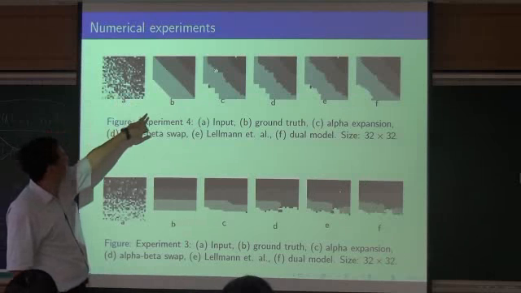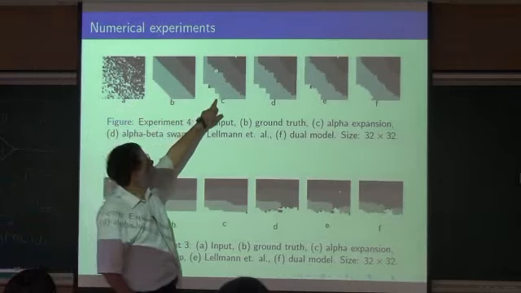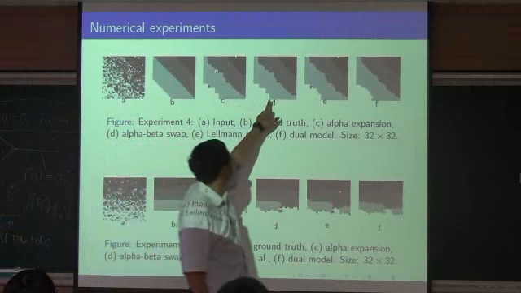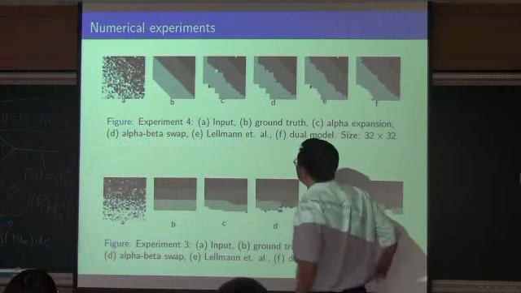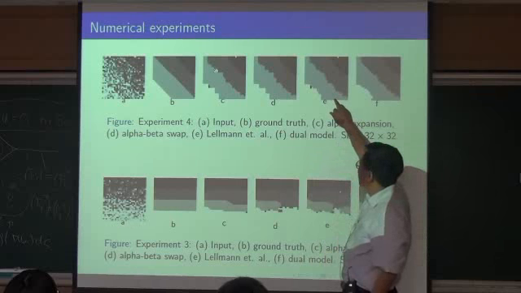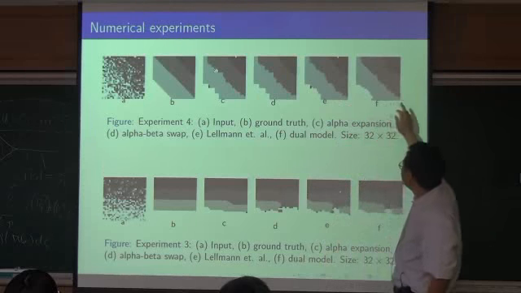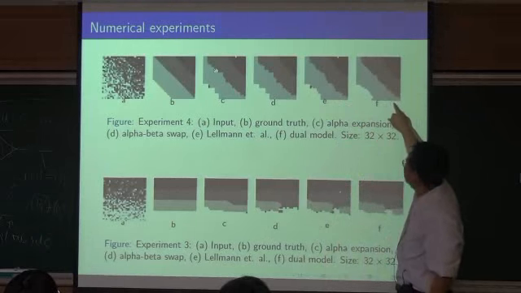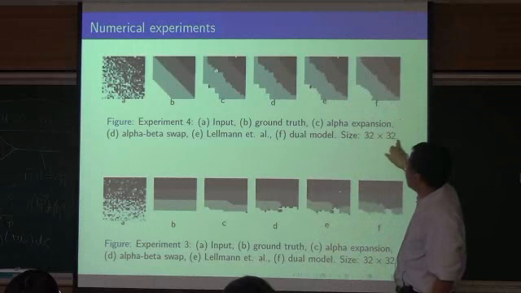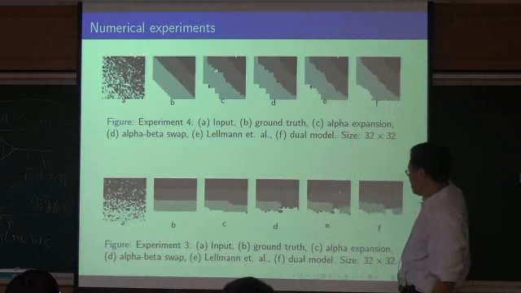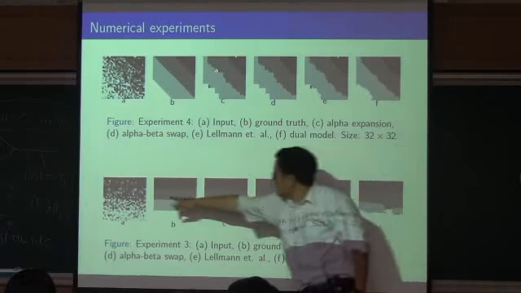Here is the input image. Here is the ground truth. Here is by the alpha expansion. Here is just by alpha beta swap. Here is by the Lellmann threshold. They have another threshold, and this is produced by our methods. And this is 32 by 32. I don't know how many iterations. And this is the input.